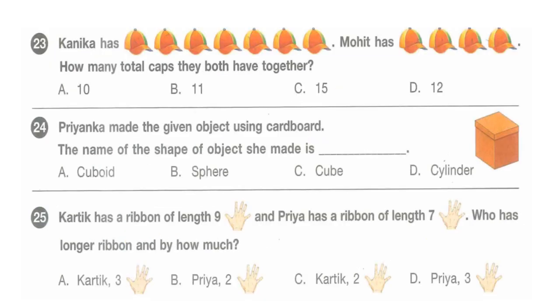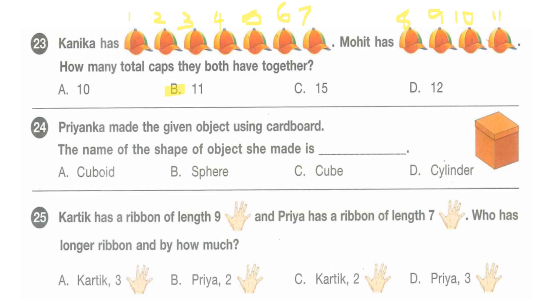Question number 23. Kanika has 1, 2, 3, 4, 5, 6, 7 caps. Mohit has 4 caps. How many total caps do they both have together? A 10, B 11, C 15, D 12. So it is 7 caps of Kanika and 4 caps of Mohit. So 7 plus 4, which is 11. Okay. So the answer is option B.